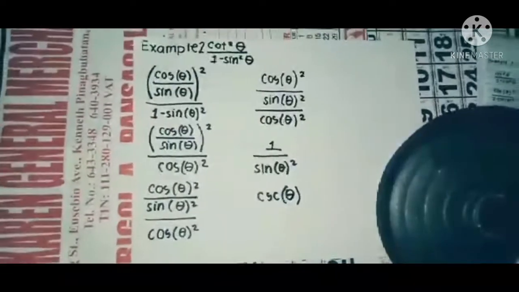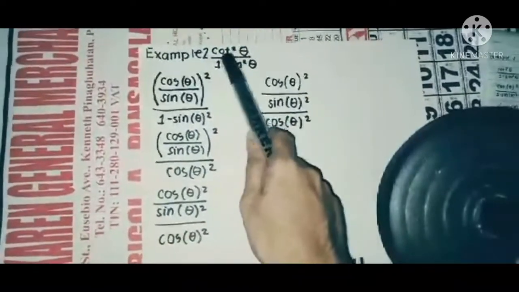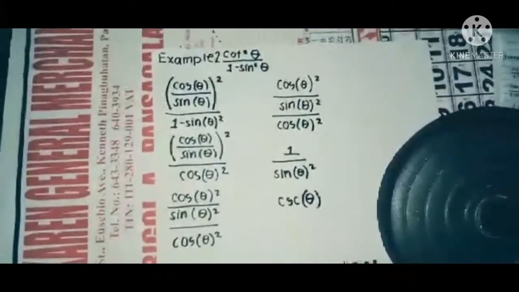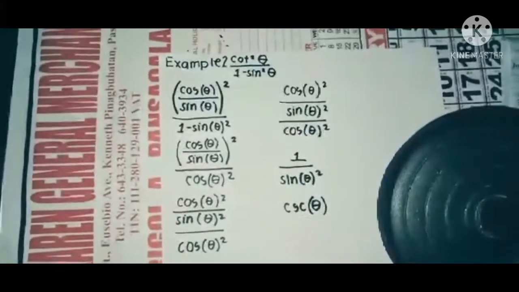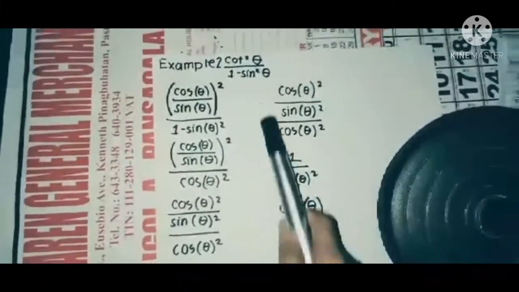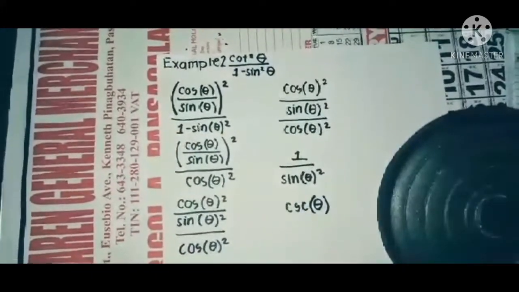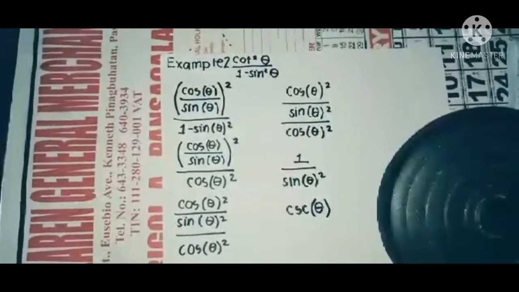More examples, the happier and the more we learn. So this is example number 2, another trigonometric expression that we need to simplify: cotangent squared theta over 1 minus sine squared theta. The first step that I apply is the quotient identity: cotangent theta is equal to cosine theta over sine theta.